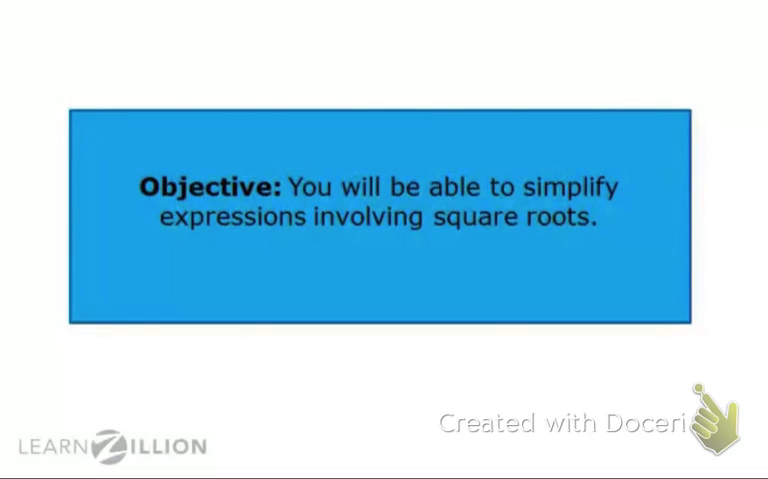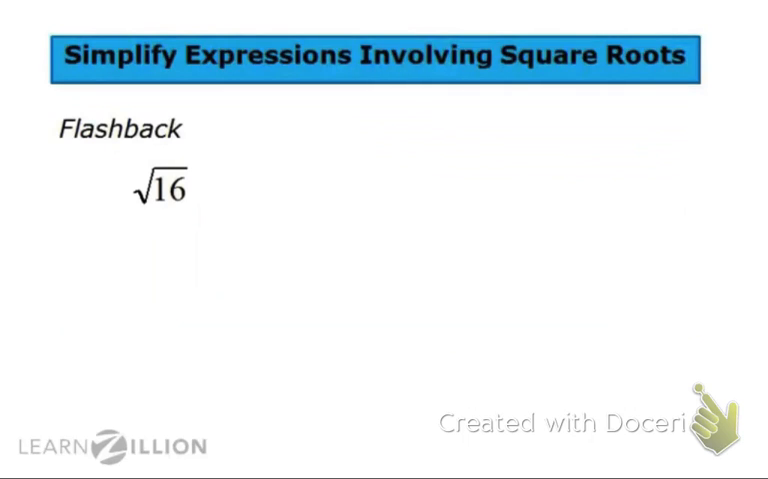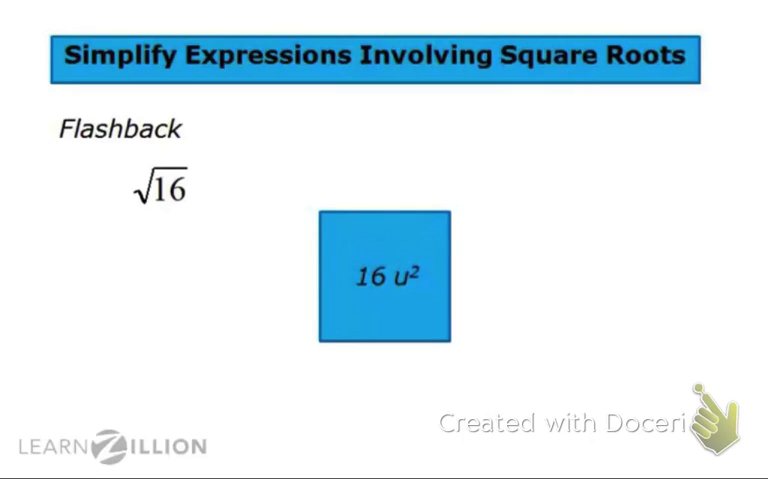Hello mathematicians. After today's lesson you will be able to simplify expressions involving square roots. You remember that the square root of a number is the side length of a square with an area equal to that number. So the square root of 16 is 4 because a square with an area of 16 would have a side length of 4 units.